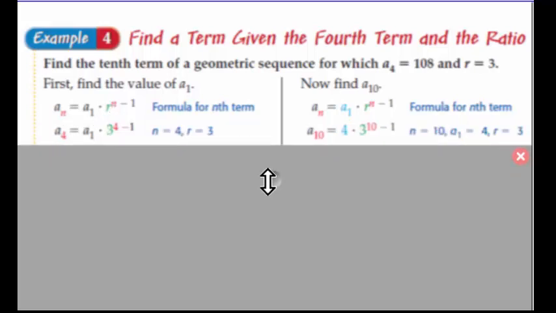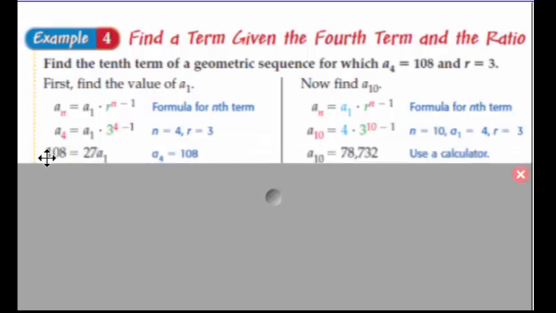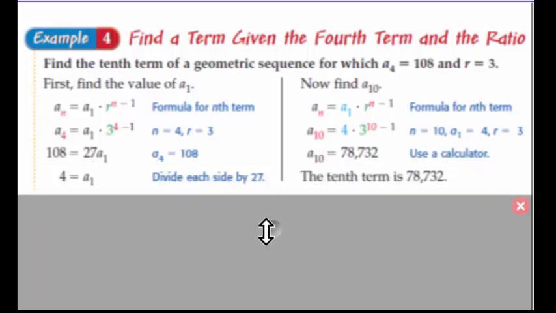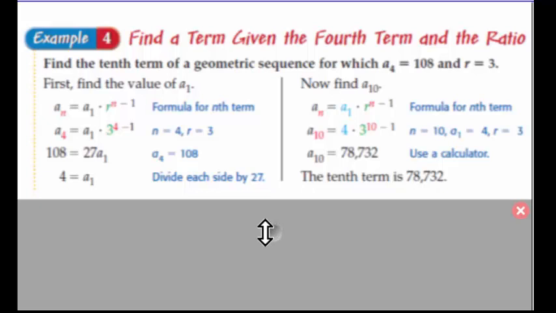And then we can do 4 minus 1, which is 3. 3 to the third power is 27. So we'd have 108 equals 27 times a sub 1. So now all we've got to do is divide both sides by 27, and we get the first term as 4. Hopefully you might have realized that you could have just kept dividing 108 by 3 to get back to the first term as well. So now it wants us to find the 10th term.